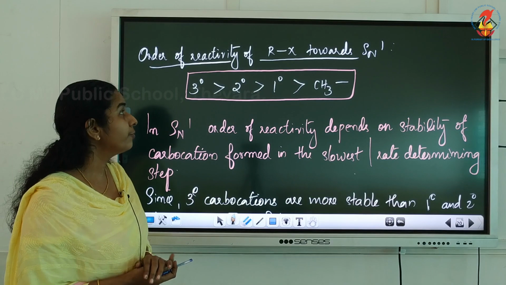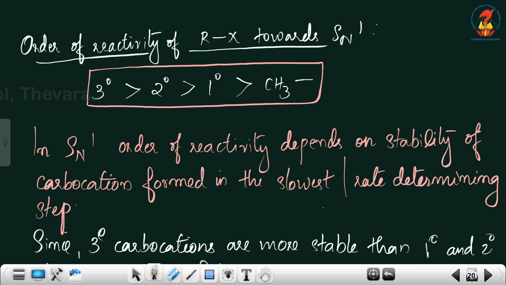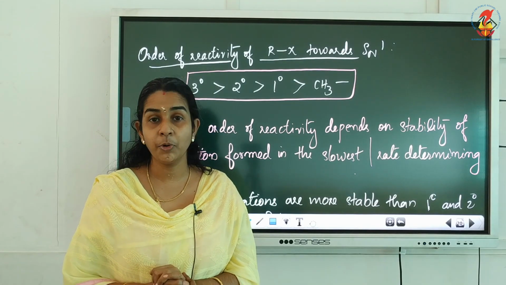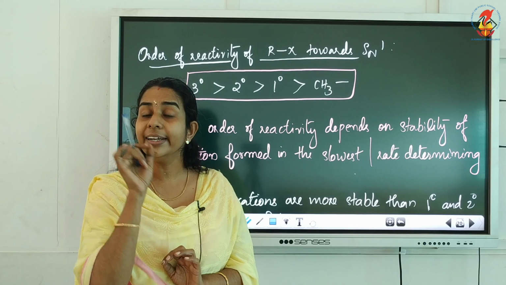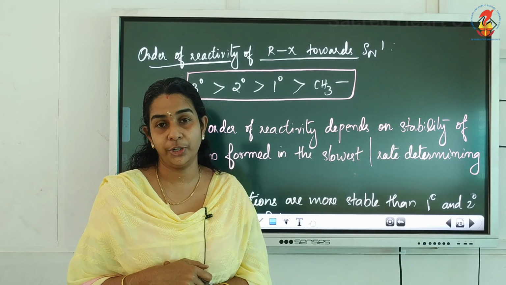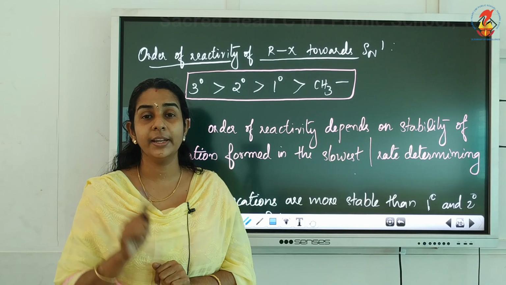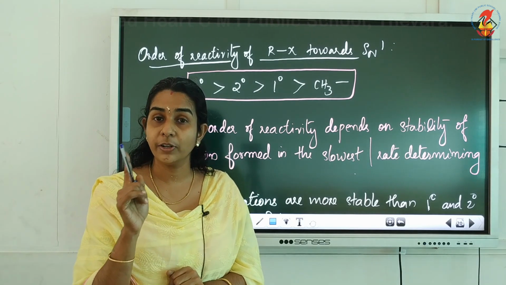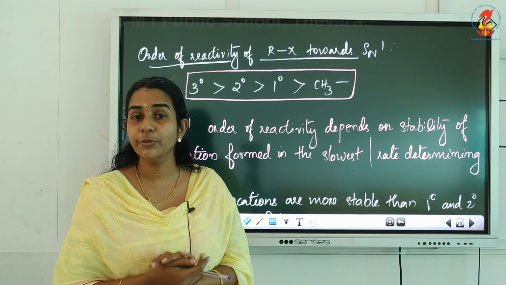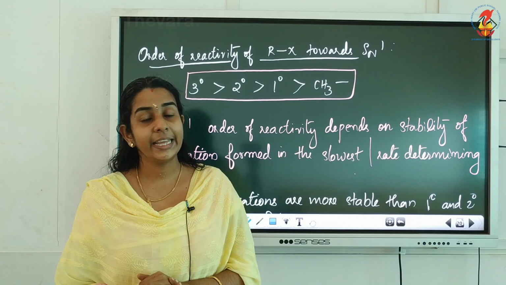Okay, now the order of reactivity of alkyl halides towards SN1. Tertiary halides are more reactive than secondary, than primary and methyl. So methyl halides are least reactive and tertiary halides are most reactive. The reason is, here the rate determining step is step 1, that is the formation of carbocation. We know that tertiary carbocations are more stable than primary and secondary due to hyperconjugation. So the higher the stability of the carbocation, the more will be the rate of reaction in SN1.